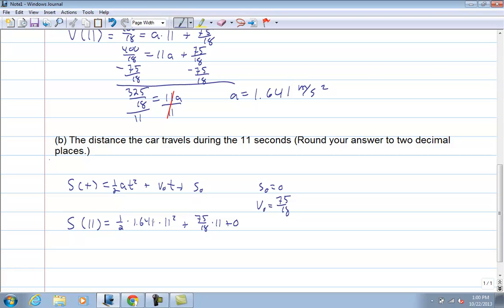So it's 0.5 times 1.641 times 11 squared plus 75 divided by 18 times 11. And I get s equals 145.114. And there might be some round off because this is a rounded number. I think the answer that the computer wanted for this one is 145.14 meters.